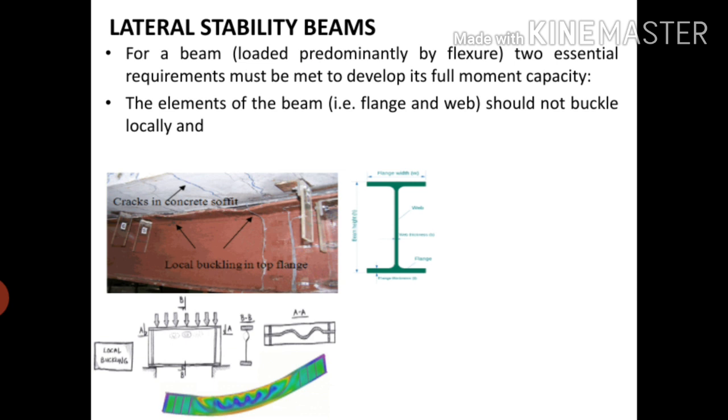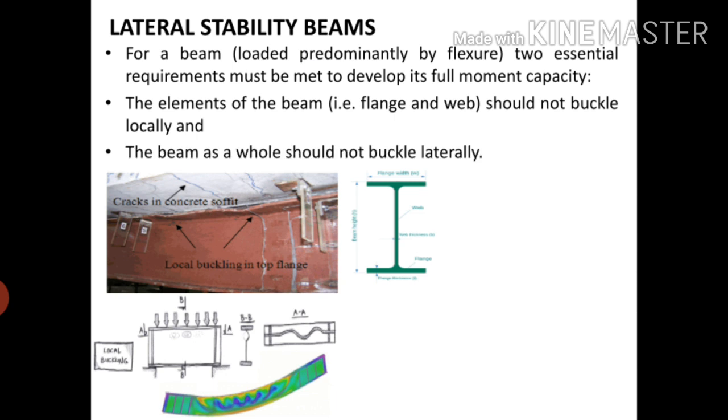So again I'm repeating, for lateral stability, if the beams are to be stable, two essential requirements must be met to develop the full moment capacity. The first criterion is that the elements of the beam, that is the flange and web, should not buckle locally as shown in the figure. So the local buckling phenomenon is shown in the figure. Like this, the beam should not buckle.